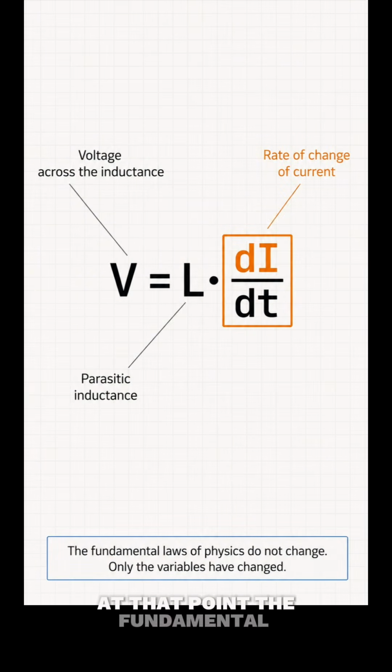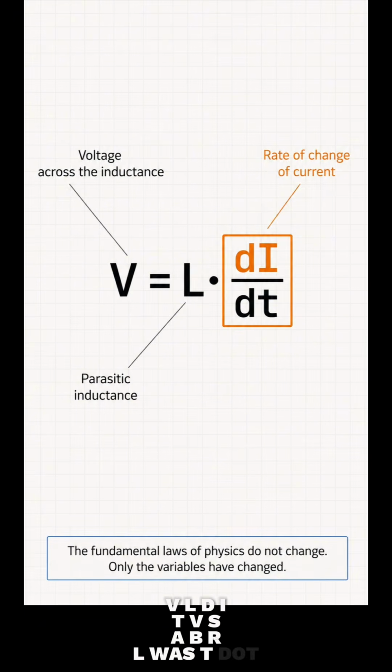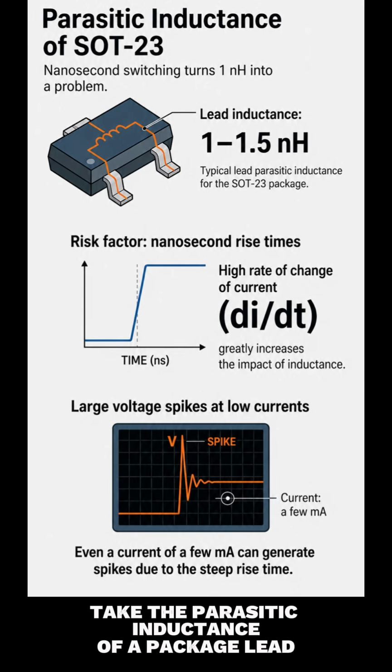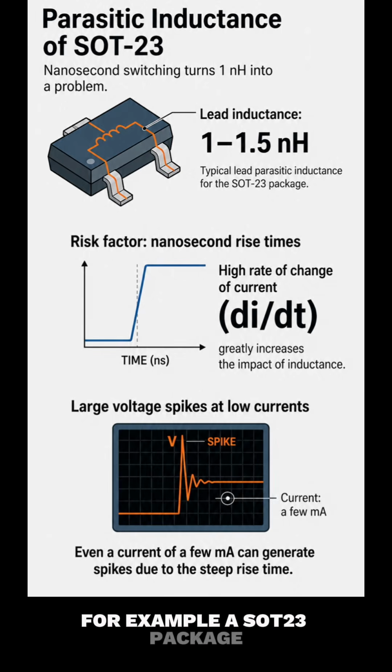At that point, the fundamental relation comes into play: V_L = L · di/dt. Now let's plug in realistic numbers. Take the parasitic inductance of a package lead, for example, a SOT-23 package, typically around 1 to 1.5 nH.